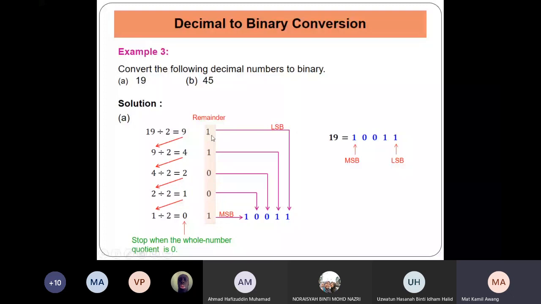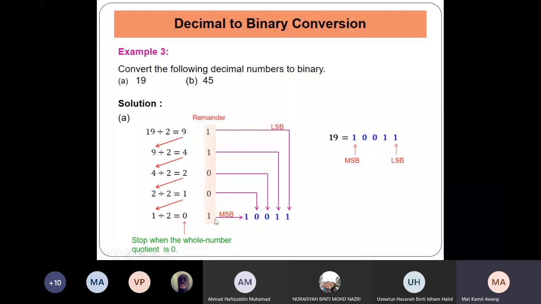Then you take the quotient, 9, and divide again by 2. You get 4 with a remainder of 1. You record the remainder. Then you take the quotient 4 and divide by 2 again. You get 2 with a remainder of 0. Then you divide by 2 again, you get 1 and remainder of 0. And you take the quotient 1, divide by 2, which is 0 with a remainder of 1.